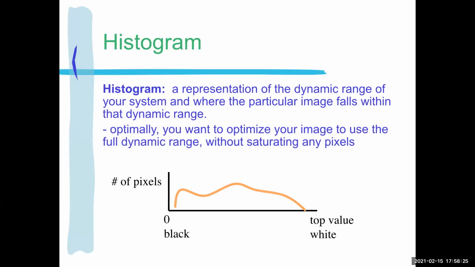Okay, so we're back to the PowerPoint where you've got the words around what I just said. So a histogram is a representation of the dynamic range of your system and also where your image falls on that dynamic range. So this is a great image. Looking at this, I'm using the full dynamic range and I'm not too close to either end. I'm leaving a little room there so that I know that I'm not just blowing out the ends and I'm not losing any info.